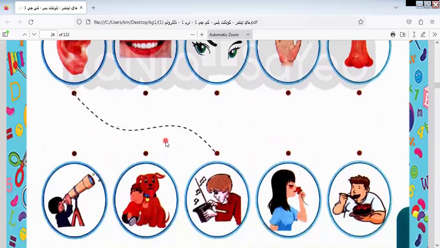Here is mouth. Which one? Which one is mouth? The one who eats. So I select this one by this one. Eyes. Which one is eyes? The one who is seeing by the telescope. So I select this one by this one.